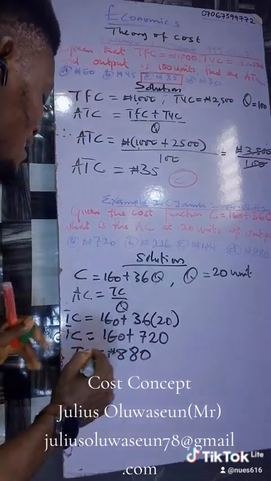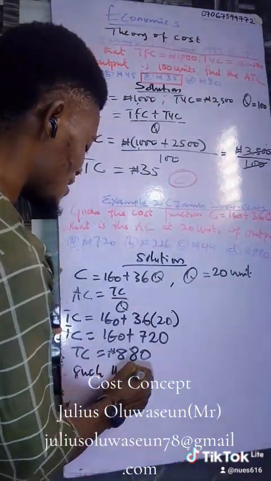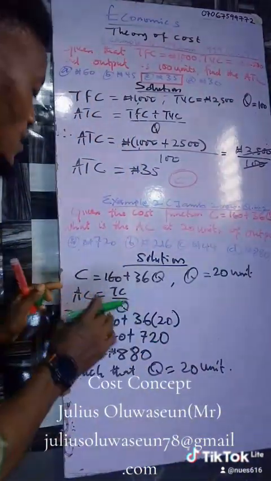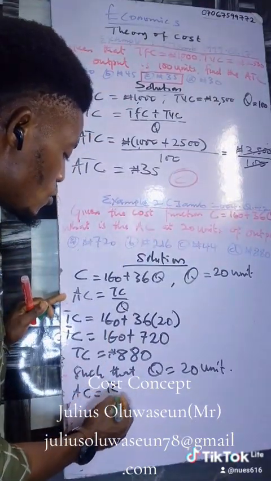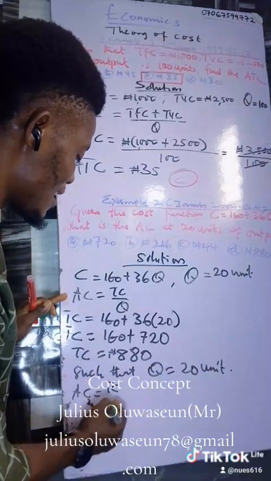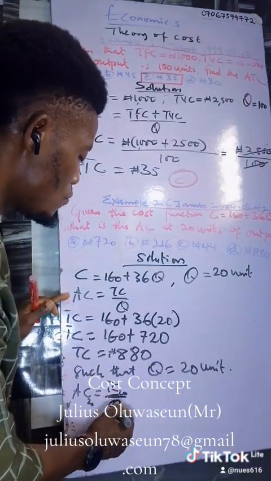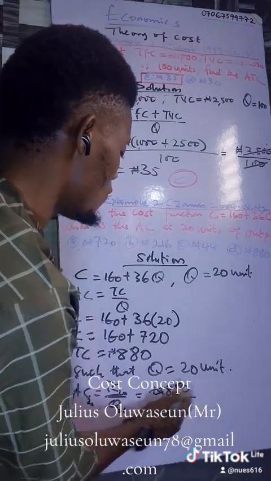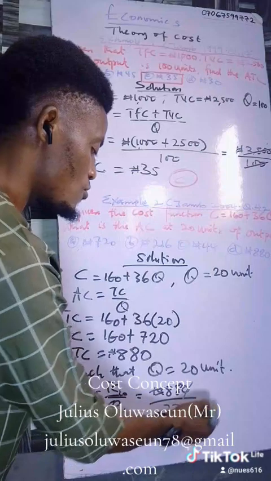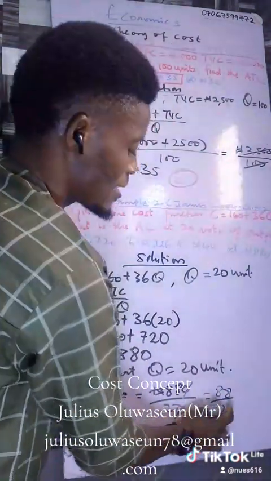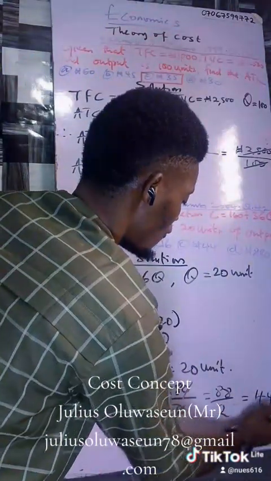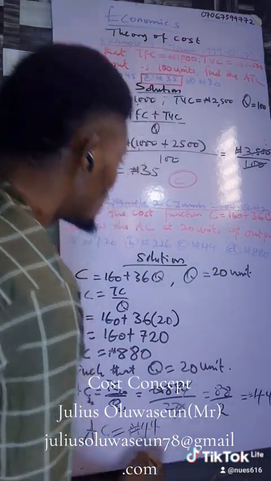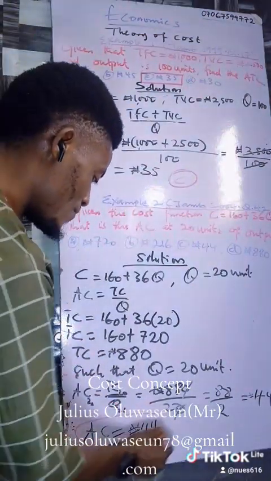Don't forget that we have been given that our Q is equal to 20 units. Going by the prescription of our model, average cost is equal to total cost over Q, and we are dealing with 20 units. So our average cost is going to be 880 all over 20. We cancel the 0, left with 88 divided by 2, and we end up having 44 naira. So therefore our average cost is equal to 44 naira. This is our final answer. Do you get it right?